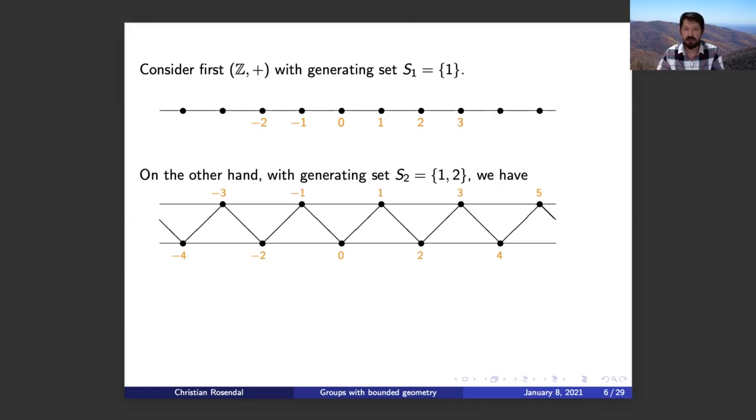On the other hand, if you pick a generating set with two generators, one and two, you get a different graph, which is somewhat related to it. If you squint with your eyes, it will get flatter and flatter, and eventually you'll just see a line. Or if you retreat from the image, it will blur and become a thick line here. And in fact, if you look at the two metrics, they are bi-Lipschitz equivalent. One is larger than the other, and is bounded by a factor of two.